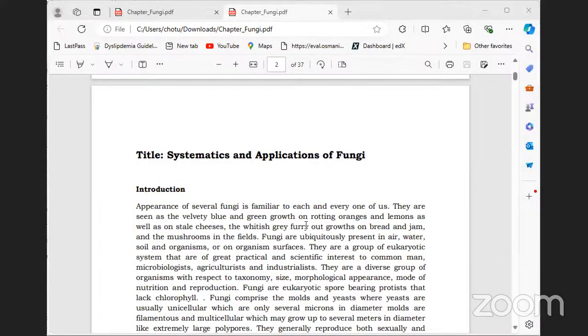Okay. Before the explanation, here is mycology in the plant systematic position. Non-flowering plants, you know what the non-flowering plants are. If you can see my PPT, PDF notes.